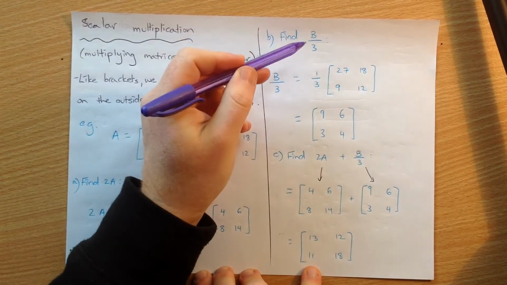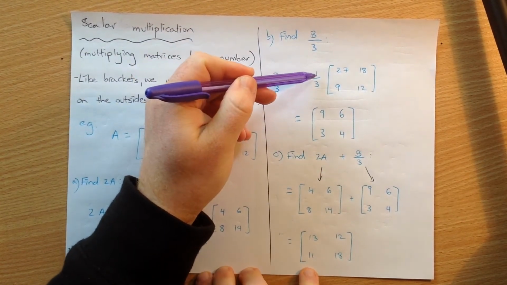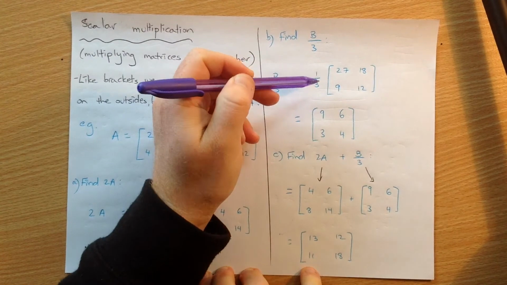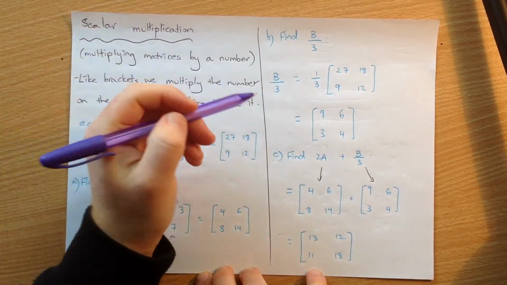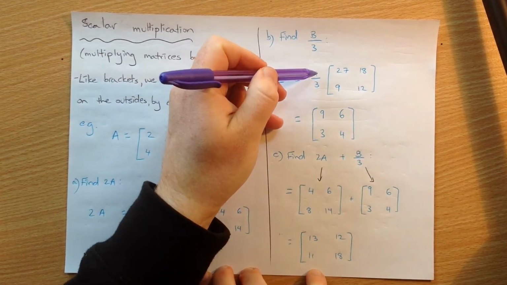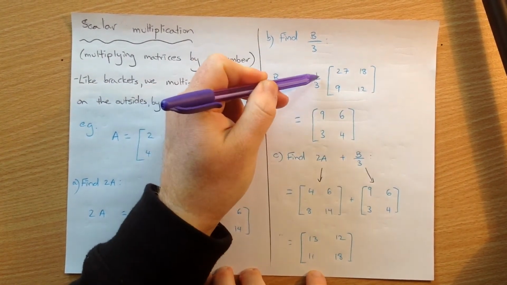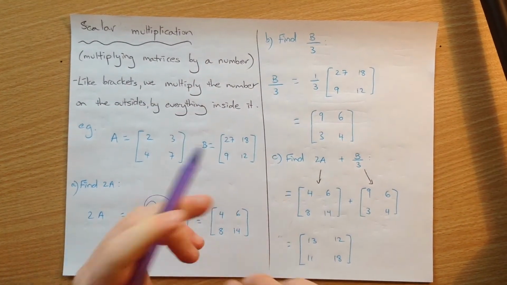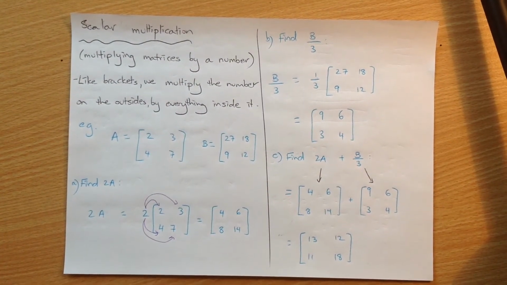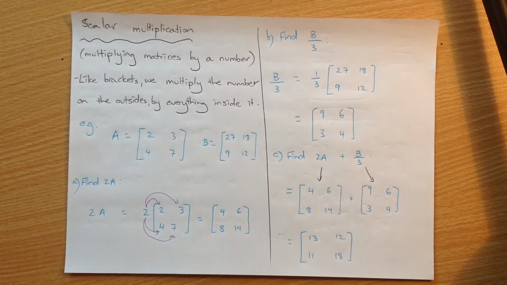So if we're going to do b divided by 3 or b times a third, here it is, a third of b. So a third times 27, or 27 divided by 3, same thing, is 9. A third of 18 is 6. A third of 9 is 3. And a third of 12 is 4. So it's like dividing by 3. Multiplying by a third is the same as dividing by 3.